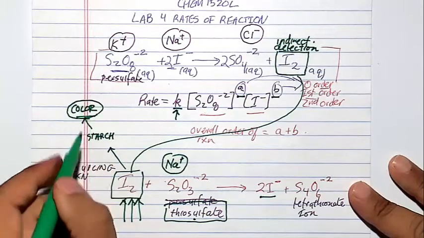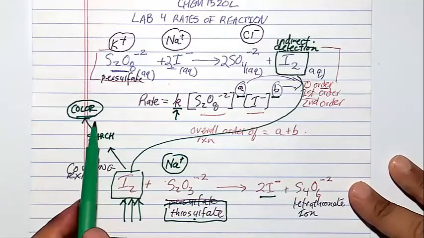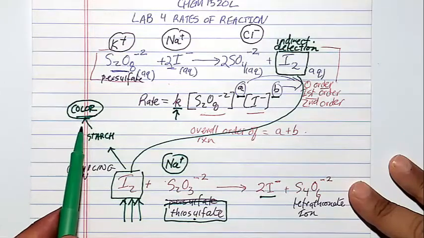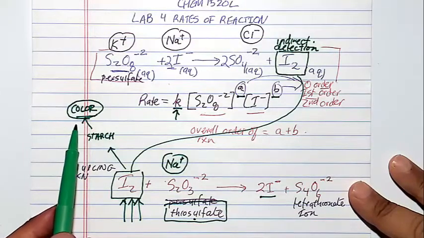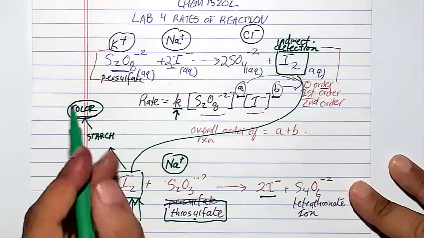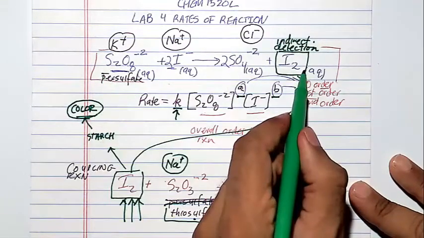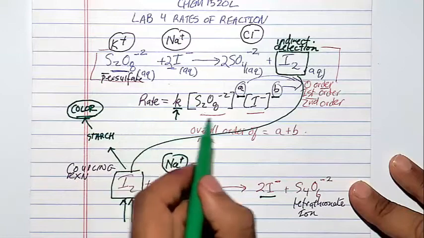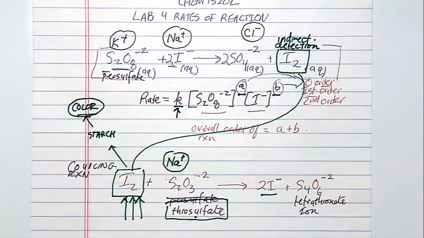So you're measuring the appearance of color and how fast that appearance of a color occurs per unit time, minutes or seconds or however you measure it when you see the color. And that color tells you how fast this reaction proceeds, and through that you can derive the rate law.